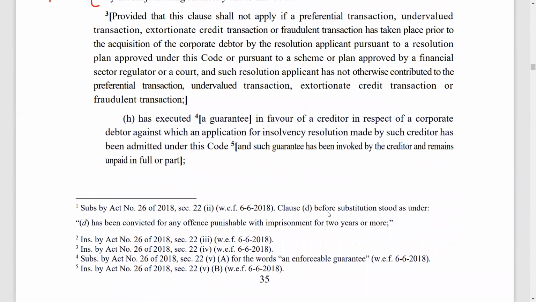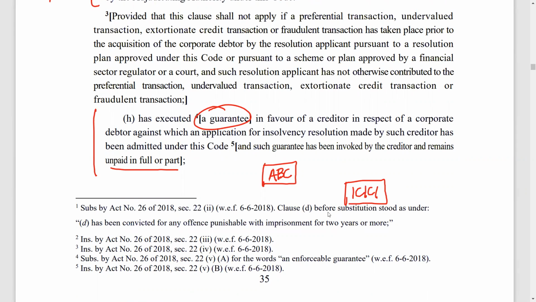Then if you have executed a guarantee in favor of a corporate debtor and the application for that corporate debtor is pending or is being admitted under the code, and the guarantee was invoked by the creditor and the amount remains unpaid, in that case you cannot submit the resolution plan. So take it this way: let's say this is ABC Limited. ABC Limited took a loan from, let's say, ICICI Bank, right? For which, let's say, Mr. A was the personal guarantor.